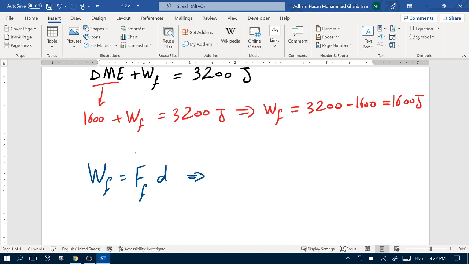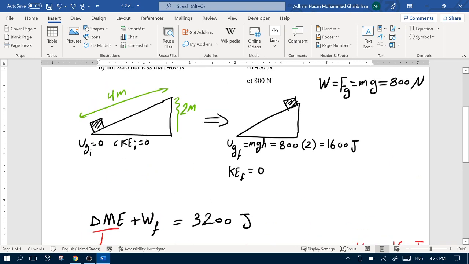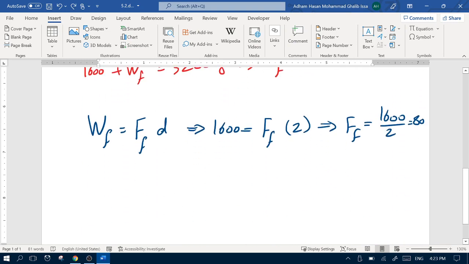So, what is WF again? 1600 joule, equal to the friction force I need to find multiplied by the distance, which is what again? 2 meters. So we know that the friction force is equal to 1600 over 2, and the answer is 800, of course, in Newton. Okay, this is what we need to find. The answer here was 800 Newton. Let me just write it again, 800 Newton.